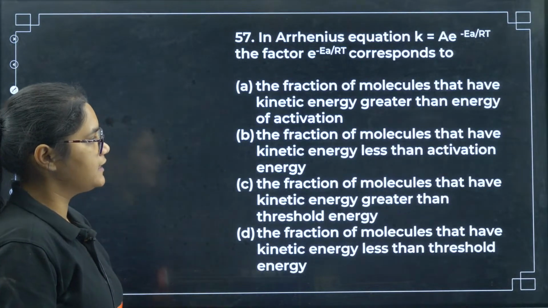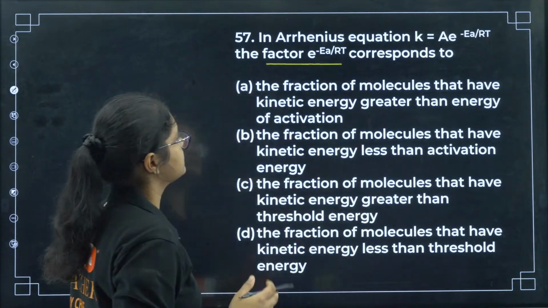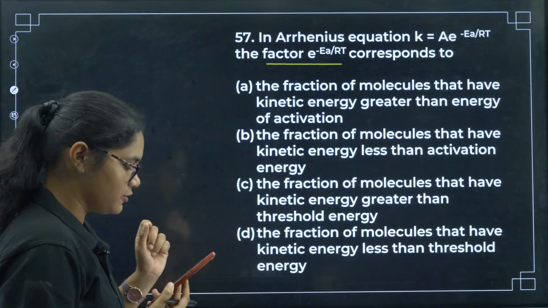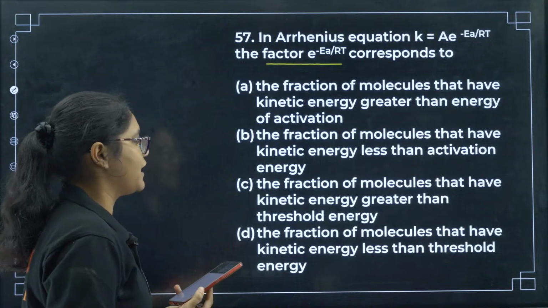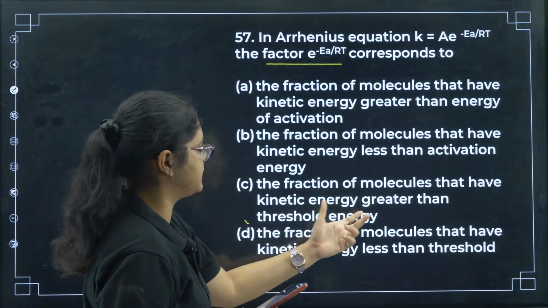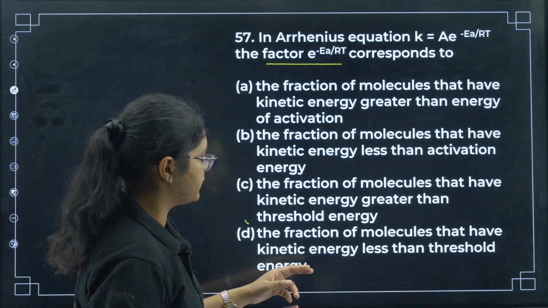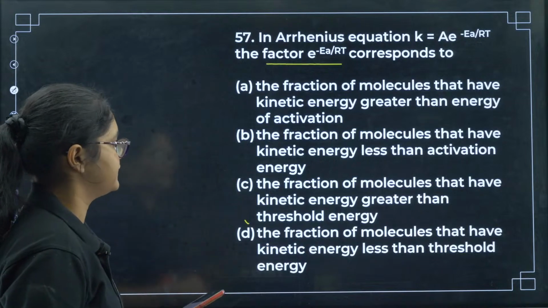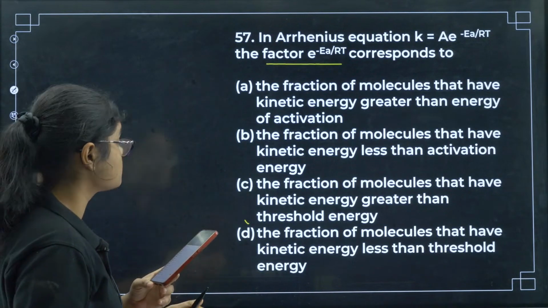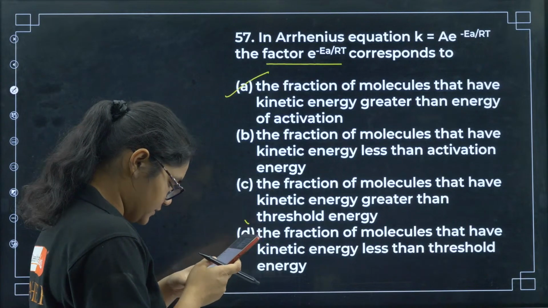In the Arrhenius equation, K is equal to A into e to the power of minus EA by RT. The factor e to the power of minus EA by RT corresponds to what? This is an important question. Just now we have discussed it: it is the fraction of molecules that have energy greater than the activation energy. Let me see which is the correct answer here. Yes, all of you are correct.